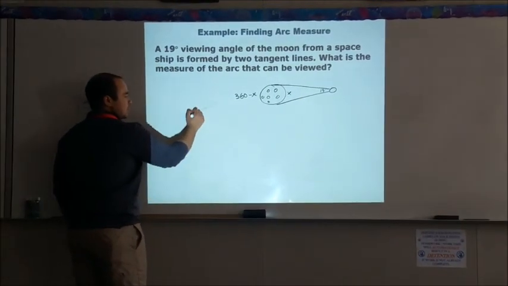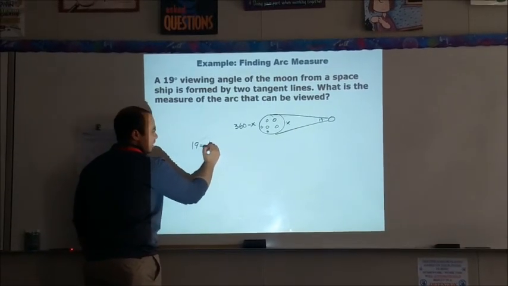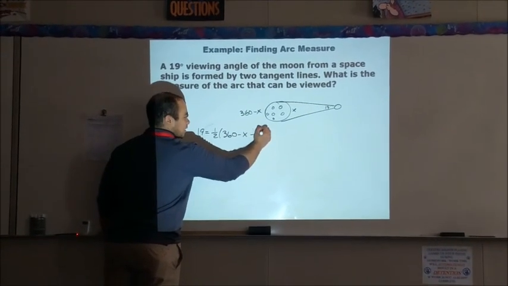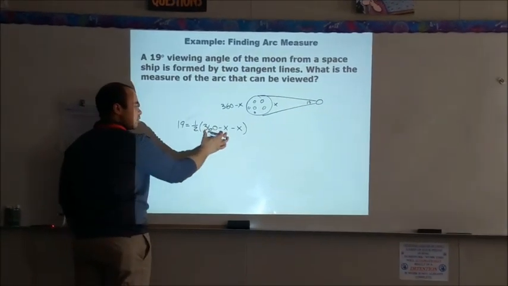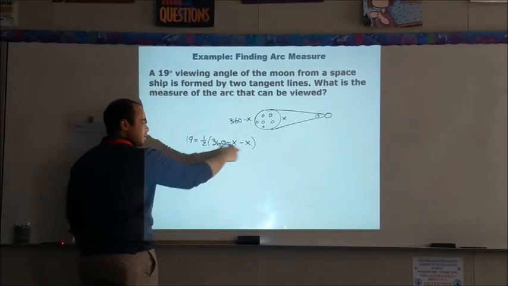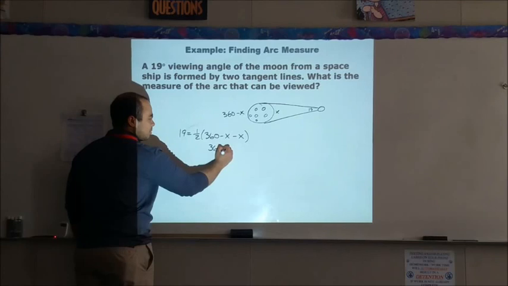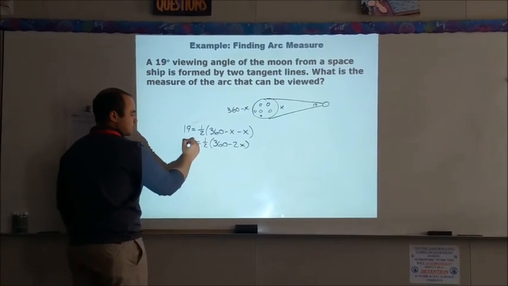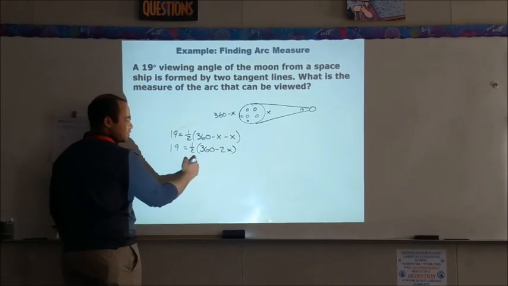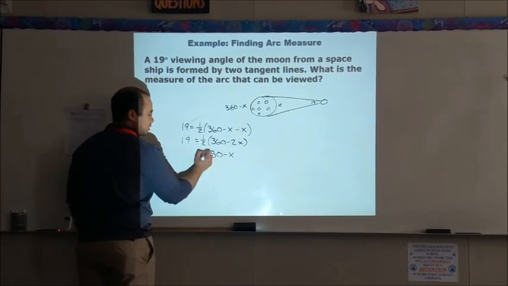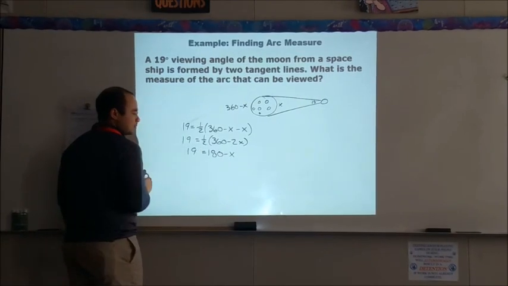So we're going to take 19 equals 1/2 times 360 minus x minus x. Right, so we have our major arc subtracting the smaller arc from it. Let's go ahead and clean this up. 360 minus 2x. Go ahead and distribute the 1/2. You've got 180 minus x equals 19.